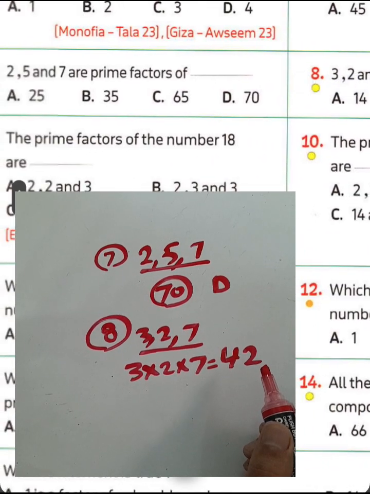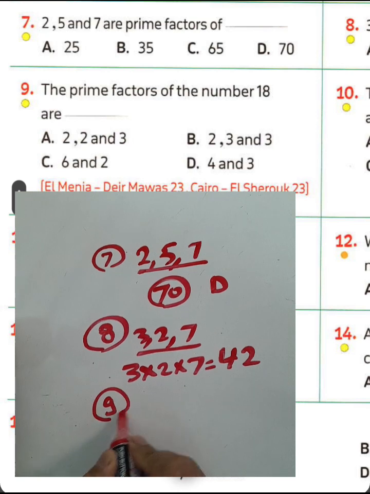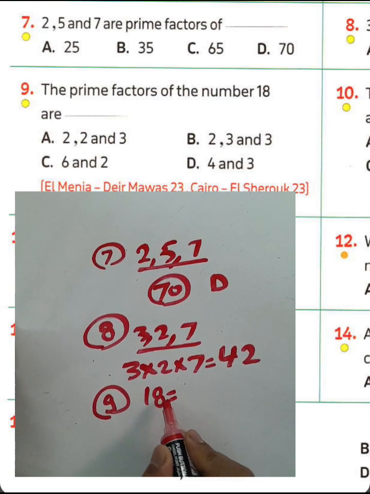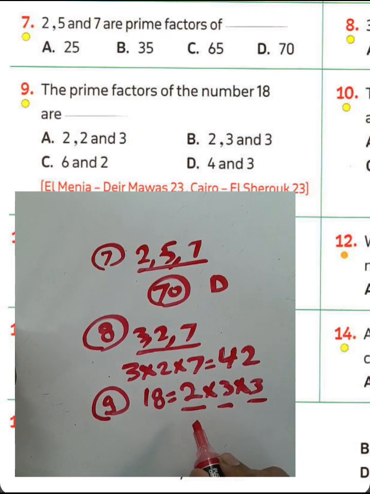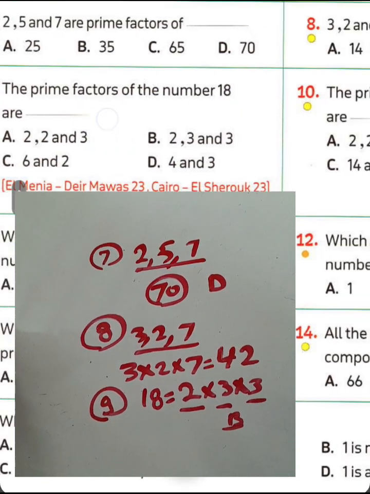Question number 9. The prime factors of 18. 18 equals 2 times 9, and 9 equals 3 times 3. So 2 and 3 and 3. Choose letter B for question number 9.